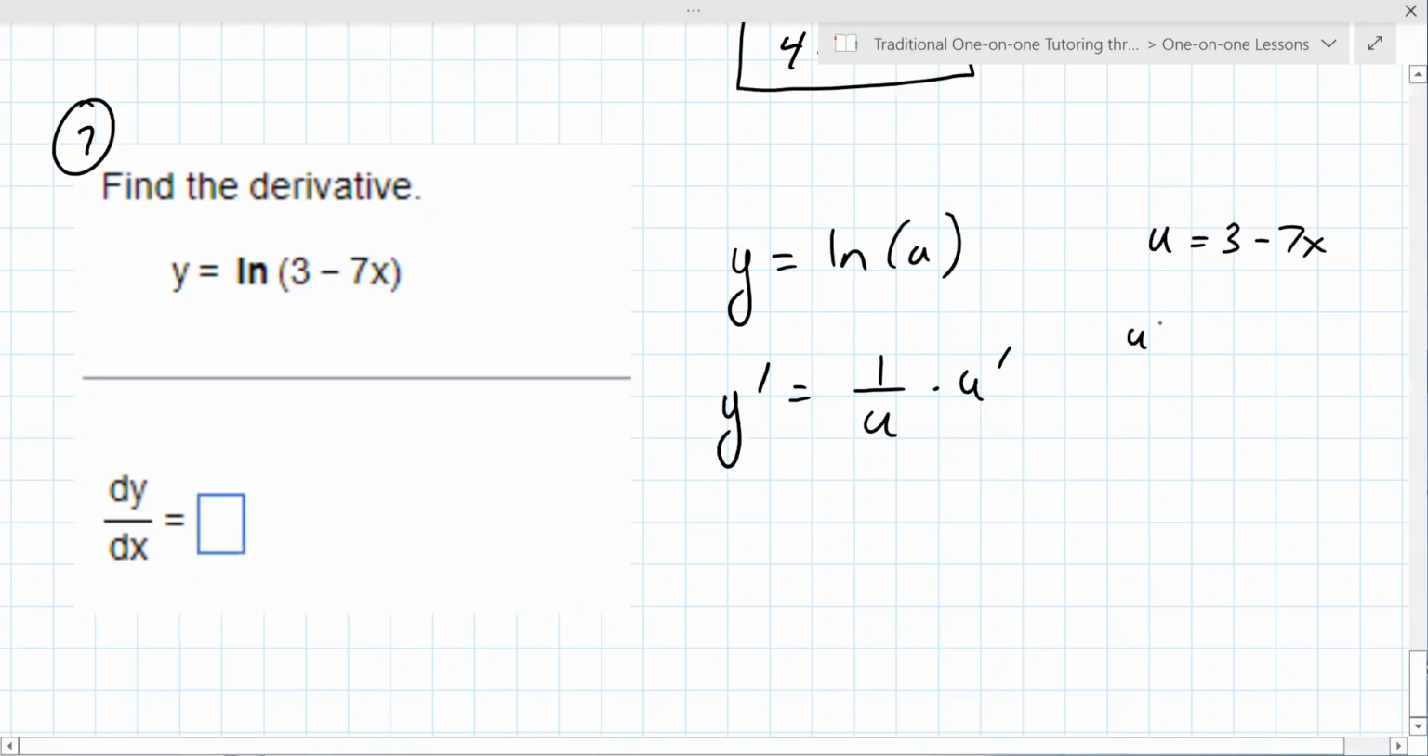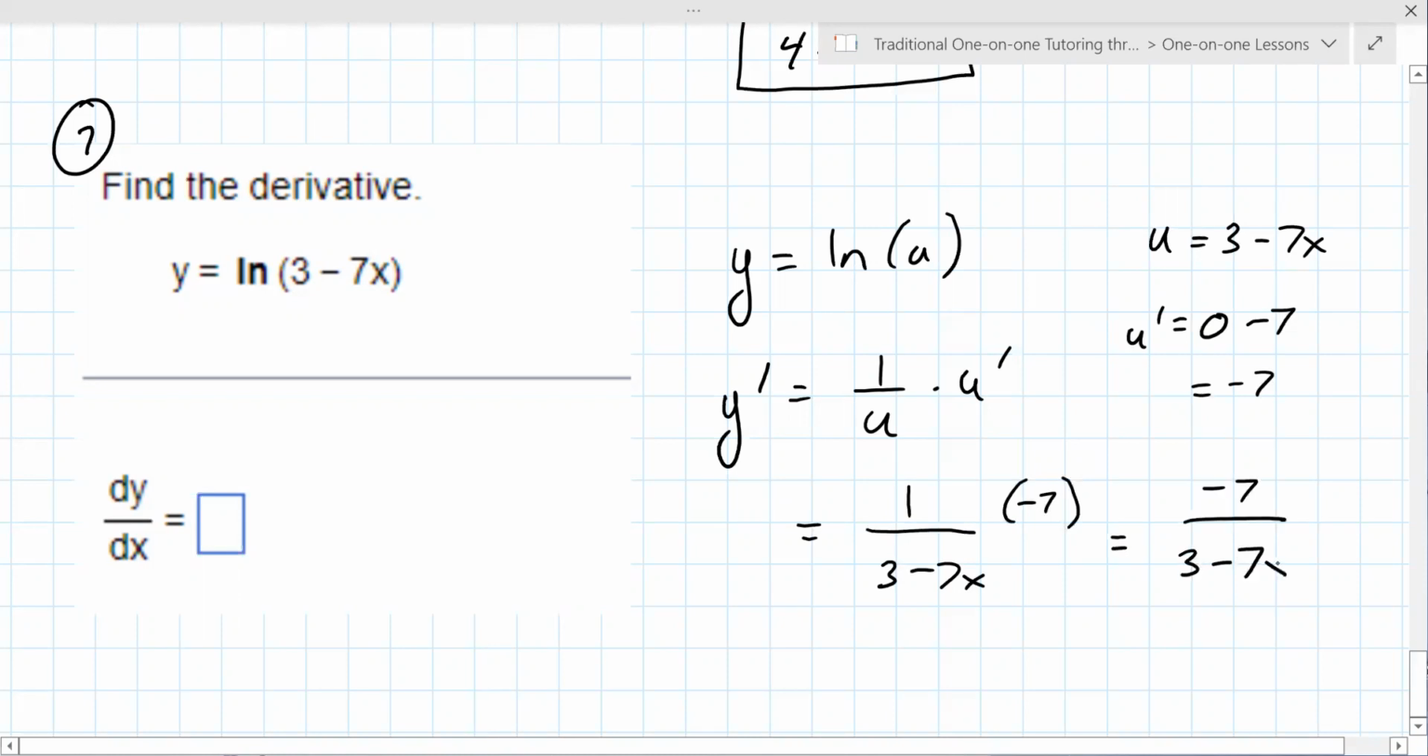For your u prime, the derivative of a constant is 0. Minus 7 times x, it's just the constant out in front. So your u prime is minus 7. So you've got 1 over 3 minus 7x times minus 7, which becomes minus 7 over 3 minus 7x. So that answer will work.